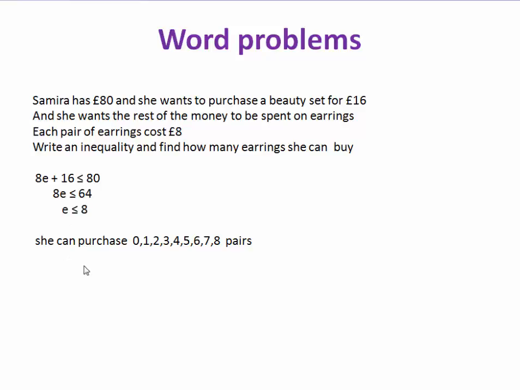So she can purchase with her £80 this beauty set for £16, and then 0, 1, 2, 3, 4, 5, 6, 7, and this is included in our solutions because it's got this equal sign, 8 pairs, so up to 8 pairs of earrings.